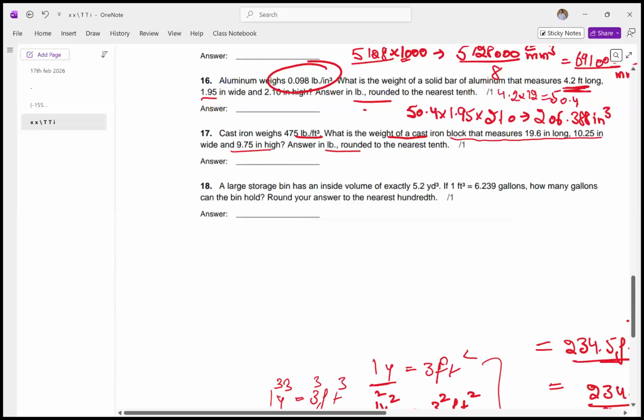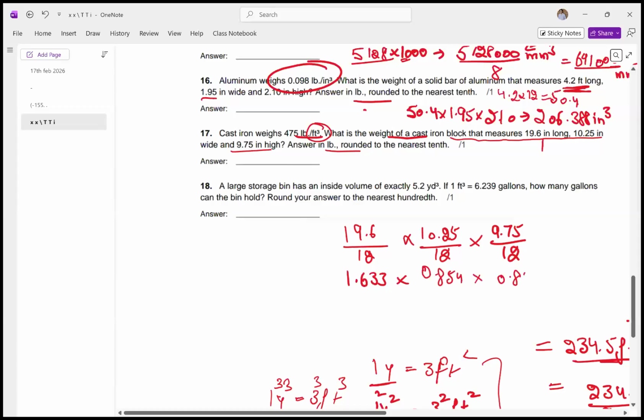Again, this time around, the question is pretty straightforward. We're just gonna multiply all the three numbers, or before I multiply, I can convert them into feet also. So 19.6 divided by 12, multiplied by 10.25, this is also divided by 12, and then also 9.75, this must be divided by 12. So once you divide these numbers, this will be 1.633 multiplied by 0.854 multiplied by 0.8125, that's going to give you 1.133.